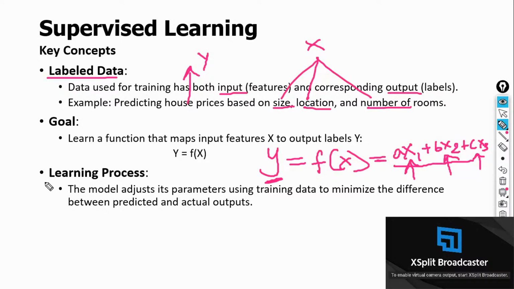But what is the learning process? What is the learning journey? How does the learning process happen? The learning process happens in such a way that it adjusts the parameters. What are the parameters? These are the parameters. It adjusts these parameters, or the coefficients, using the data to minimize the difference between predicted and actual.